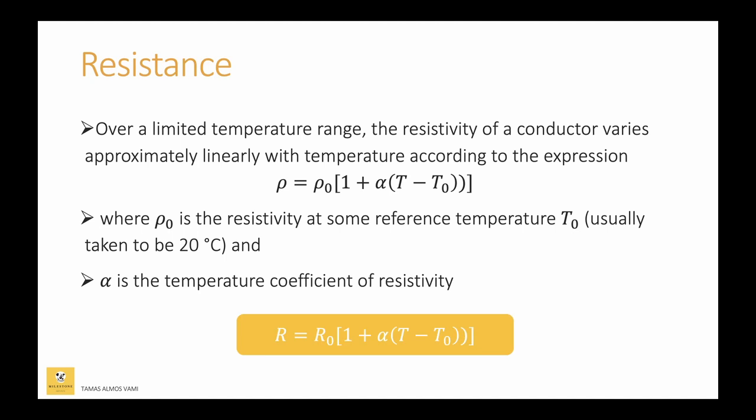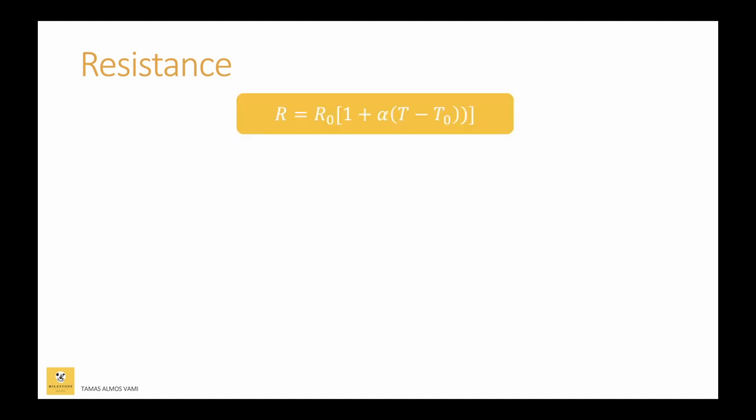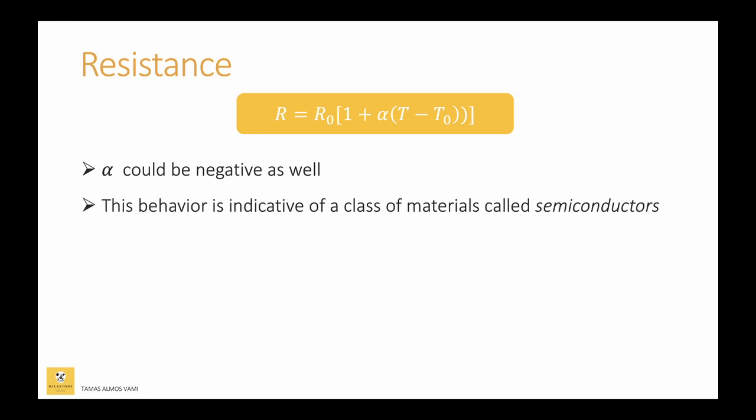So the term above is for resistivity, but we can also have it for the resistance. So actually it just means multiplying with all these factors. So the form is the same. The R, the resistance, is some reference resistance multiplied with 1 plus alpha times the temperature minus the reference temperature. Please note that this alpha could be negative. There is nothing that would make it have to be a positive number.